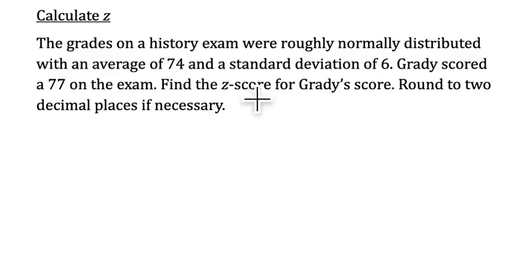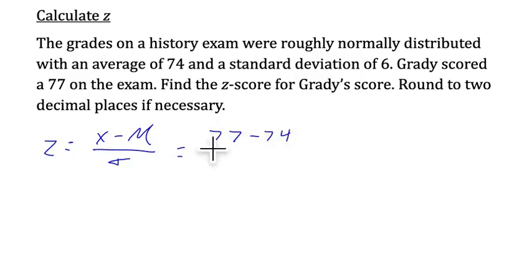So by calculating the z-score, we're going to figure out how many standard deviations away from the mean that Grady is. And his score was above the average, so that means we should get a positive z. Okay, so z equals the x, or the data point, minus the mean mu divided by the standard deviation sigma. All right, his score was 77. The mean is 74. And the standard deviation is 6.